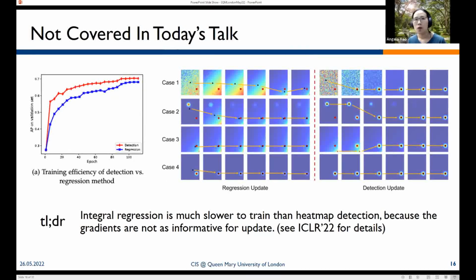That pretty much finishes off this first part of the talk about integral regression. Within my group, one of the areas we work on is pose estimation, both of the human body and of the hand. Another area that we also cover quite extensively is activity recognition.